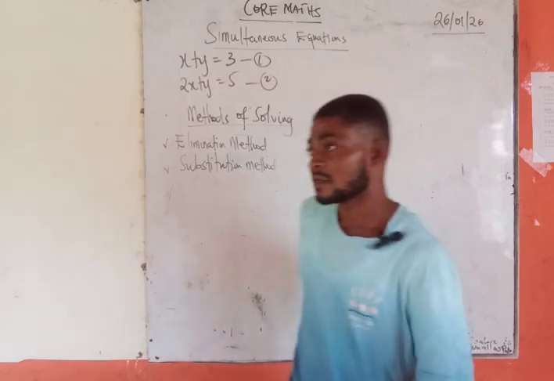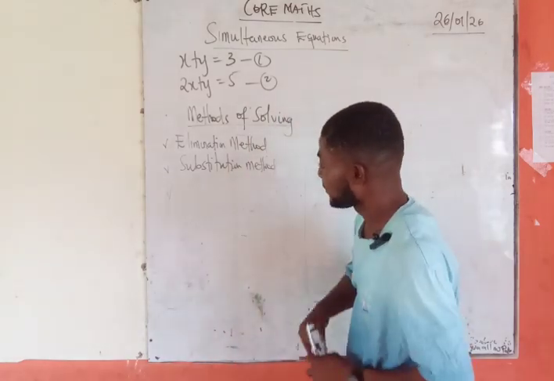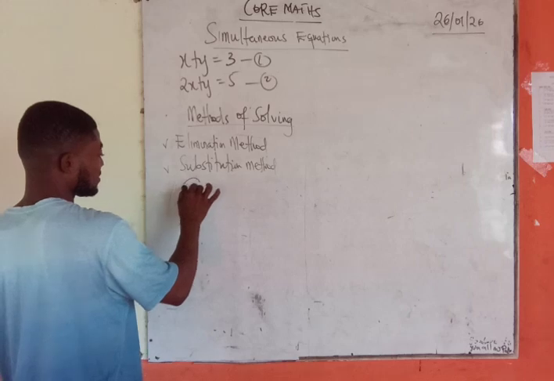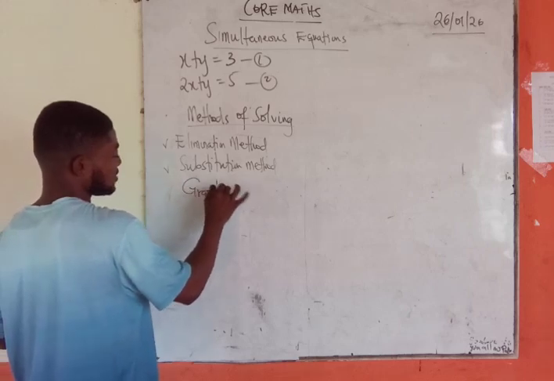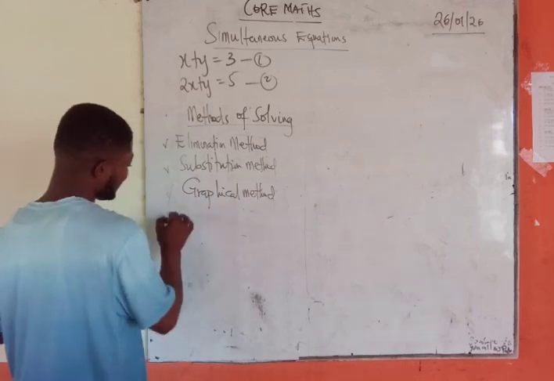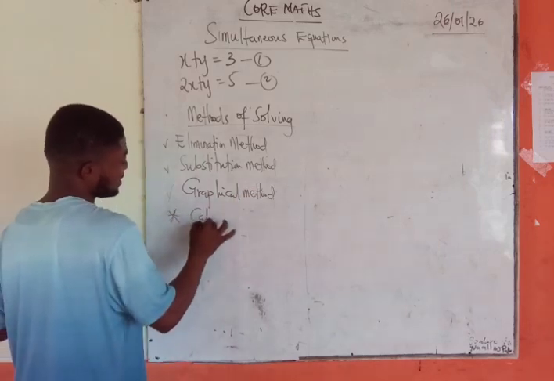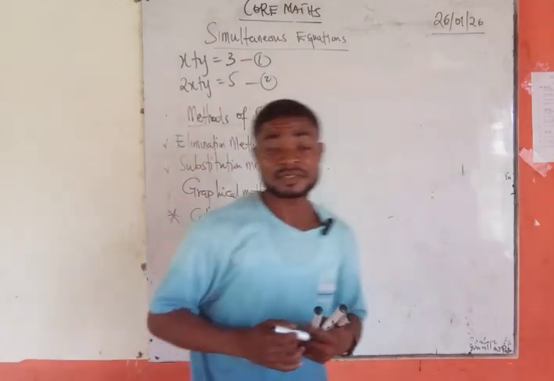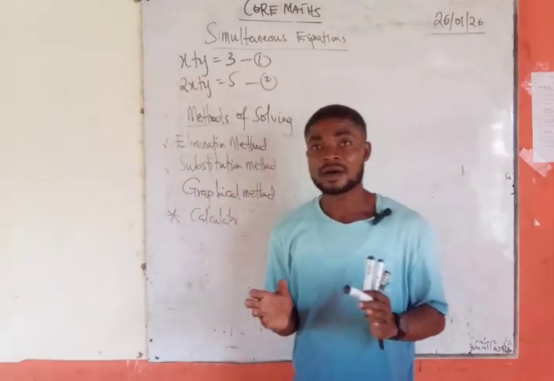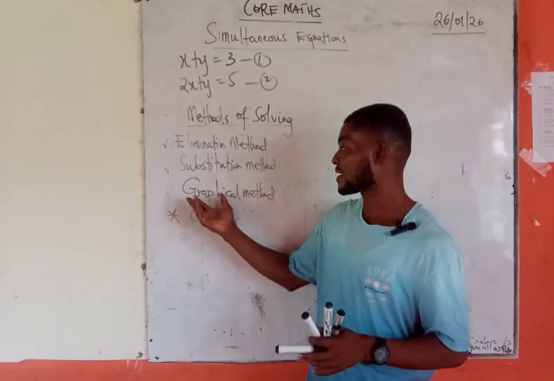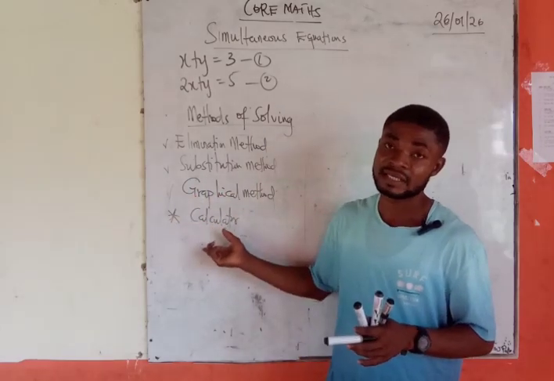So with the methods of solving, we have the elimination method, we have the substitution method, we also have the graphical method, and then finally we have the calculator as well. So either you are going to use the elimination method, or the substitution method, or the graphical, or finally the calculator.